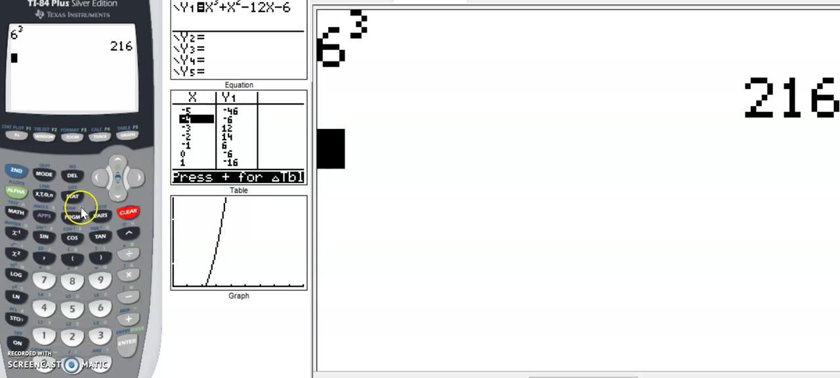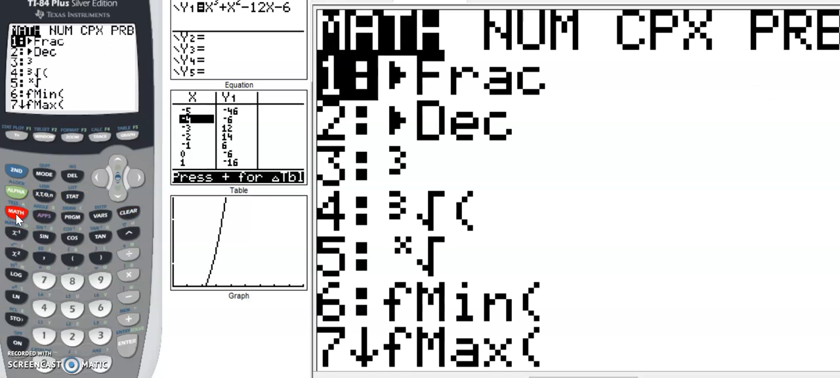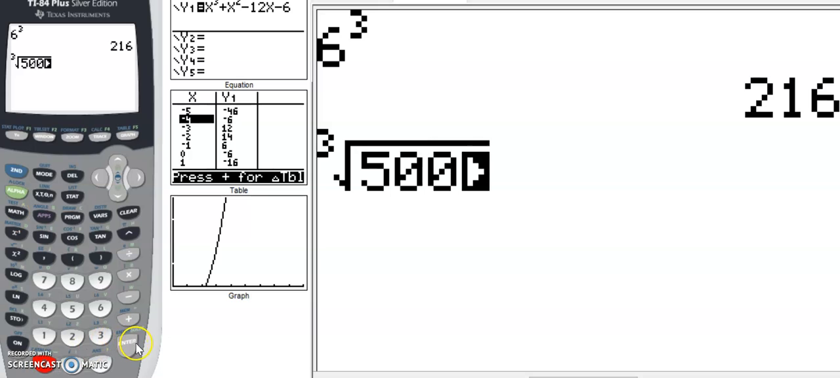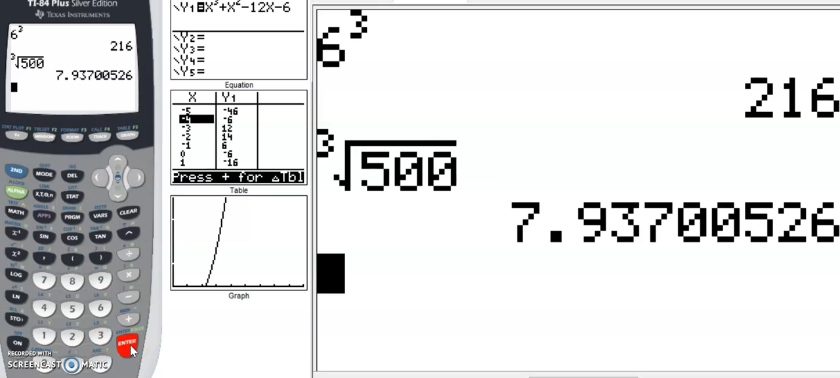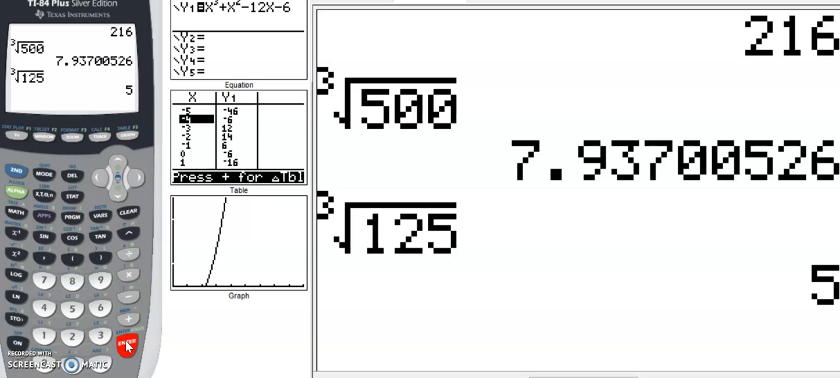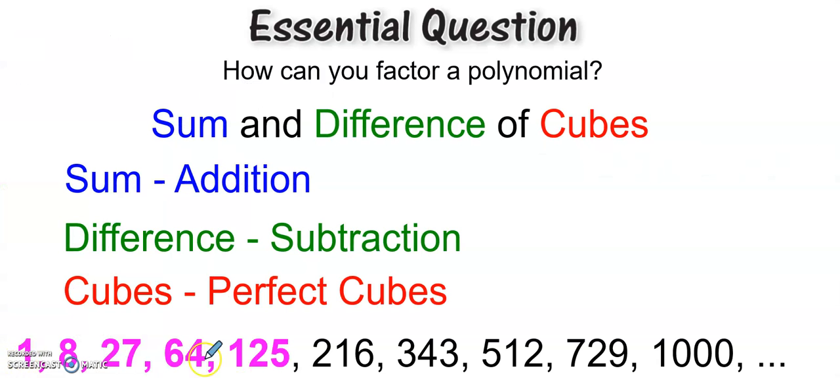Well, what I could do is in the calculator, I can go to math, and then notice the fourth choice down is cube root. So I would do 4, and then I would type in that number. So if I type in the cube root of 500, I'd see, oh, no, that's not a perfect cube. But let's say, just for example's sake, let's do 125, because I know that's a perfect cube. So if I did the third root of 125, I can see that that's 5. So that's how I know it's a perfect cube. So again, recognizing these is helpful, but also knowing how to check on your calculator is just as helpful.